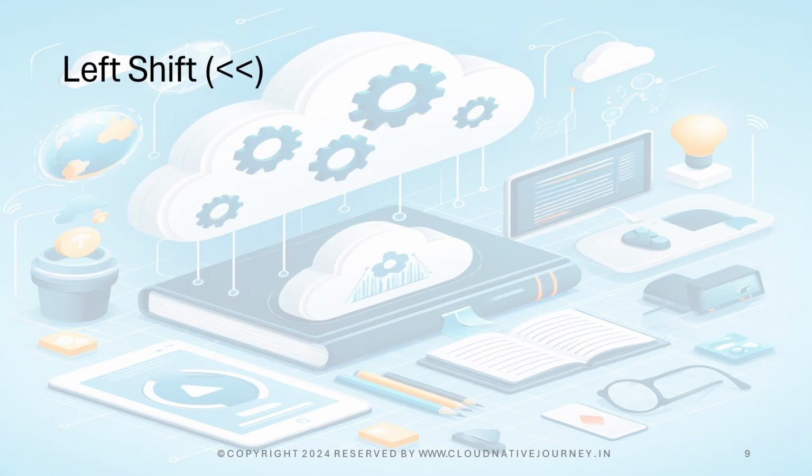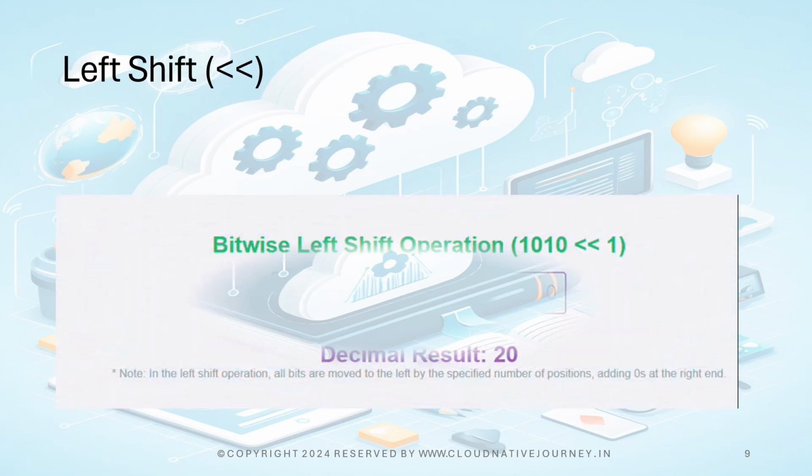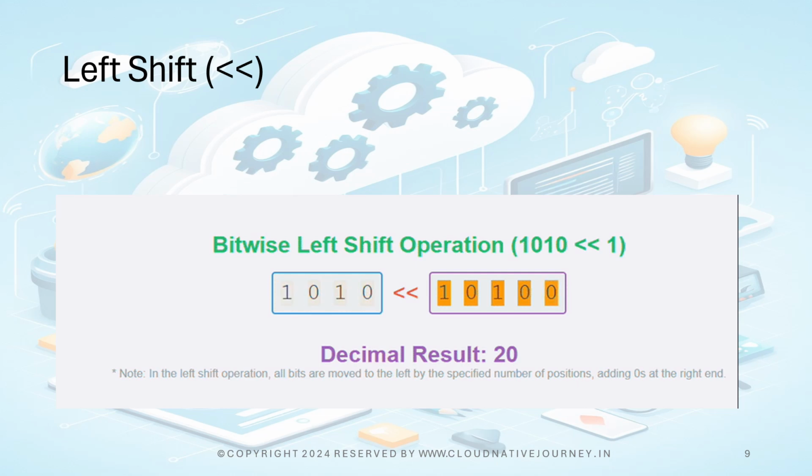So let's start with the left shift operator. This moves bits to the left and fills in zeros from the right. It's like multiplying the number by 2. For example, 1010, if we do the left shifting by 1, the result will be 10100, which is 20 in decimal.